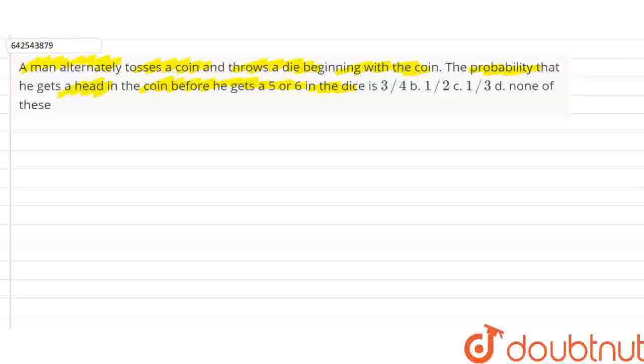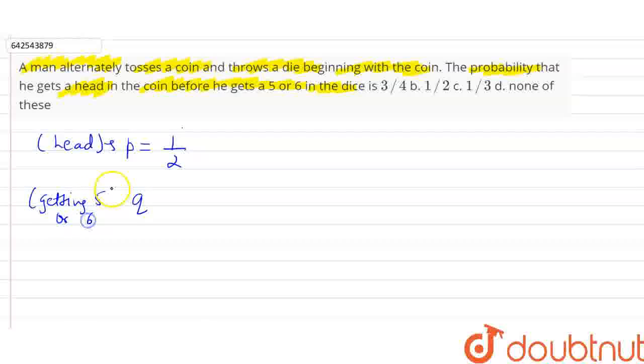So let us name these events. We are naming an event P, the probability of getting a head, that is equal to 1 upon 2, because there is one head, so favorable outcome is 1, and total there are two outcomes, head and tail, so probability will be 1 upon 2. And there would be another probability Q of getting a 5 or 6 in the dice. We have two favorable outcomes, that is 5 or 6, and total number of outcomes in the dice is 6 numbers, so it is 1 upon 3.